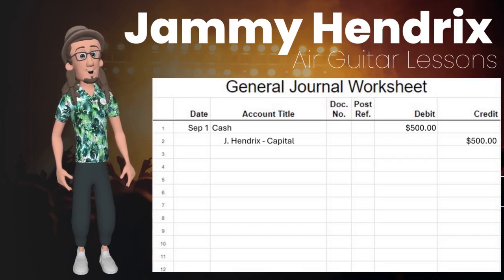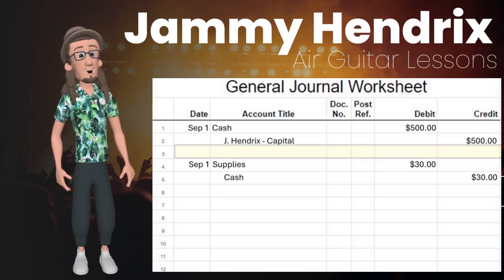Also on September 1st, I bought $30 worth of supplies for cash. Supplies increased by $30 and they are an asset, so assets increase with a debit. The credit is that cash decreased by $30. Notice that I skipped a line between transactions. This is also easier on the eyes and helps you visually separate transactions.